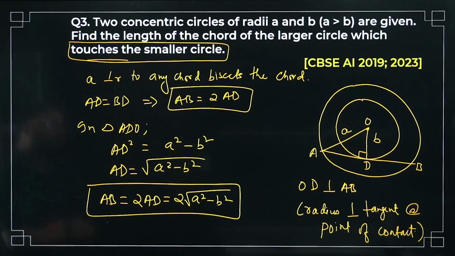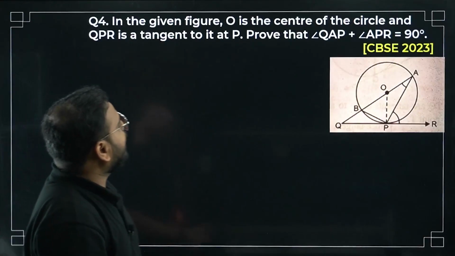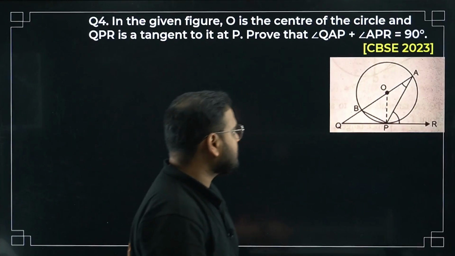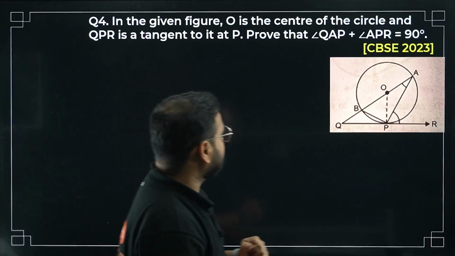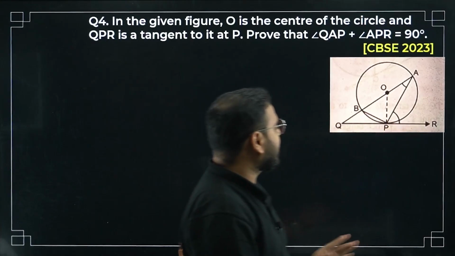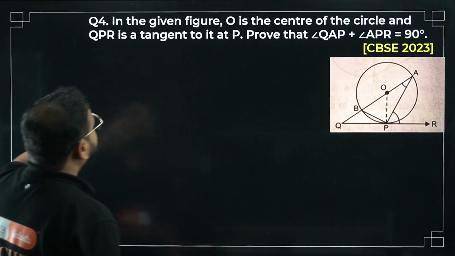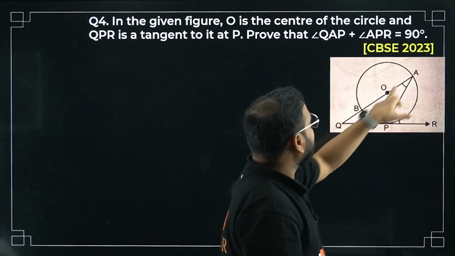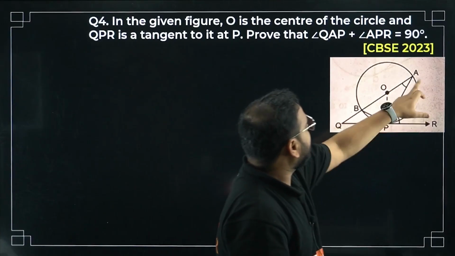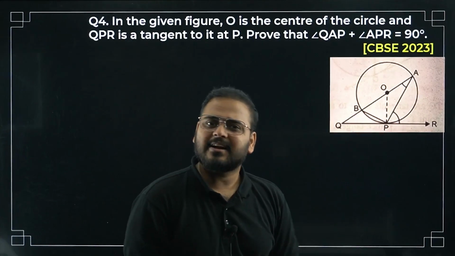Question number 3 is done, right? Question number 3 is done, bacha. Let's move on to question number 4. In the given figure, O is the center of the circle, and QPR is a tangent to it. So this is the tangent of the circle and O is the center. Prove that angle QAP plus angle APR is 90 degrees. Actually, this is again taught in grade 9 somewhat.